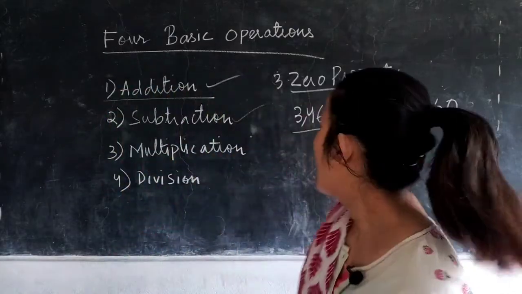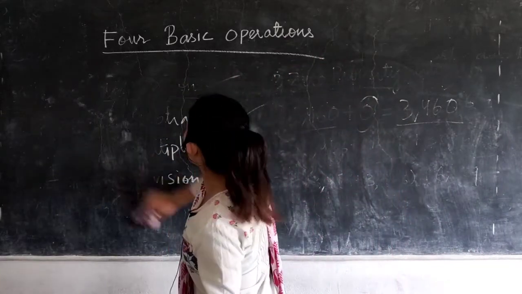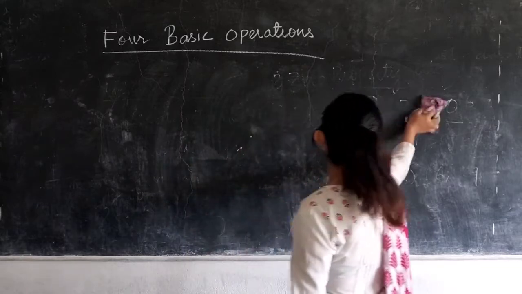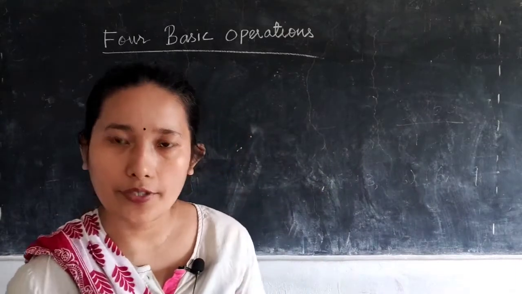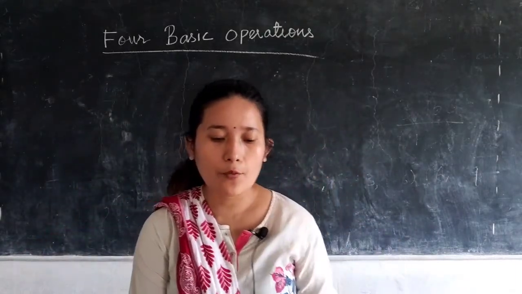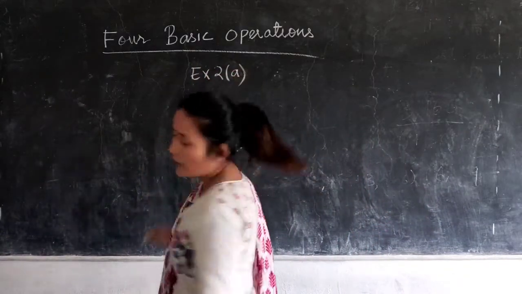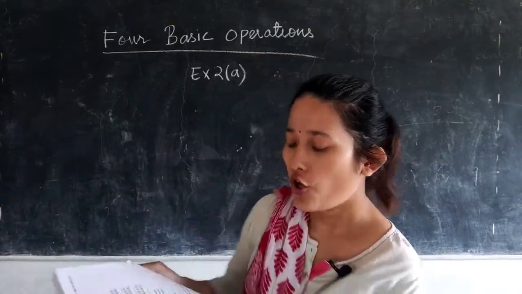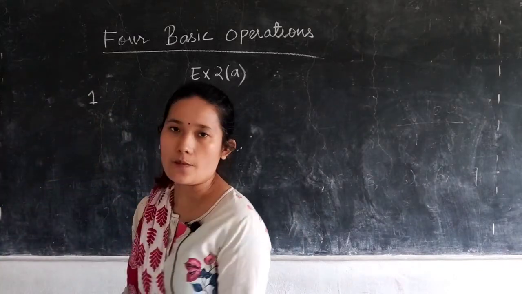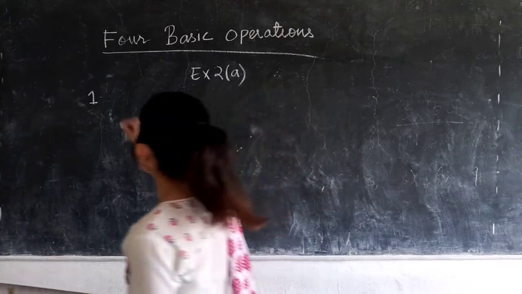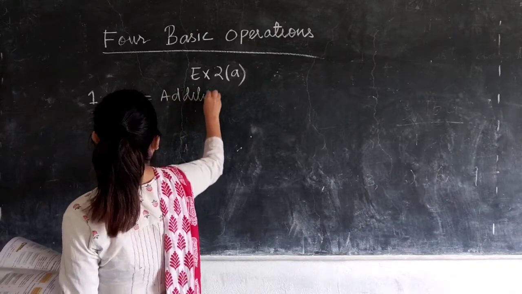Now let us go to the exercise from your book. I will solve 2 questions, rest you will do it yourself, and later on I will give you the answers so that you can compare. Okay, so everyone go to exercise 2A. Question number 1, find the sum. Sum also means addition, okay? SUM, sum. Sum also means addition. So find the sum means you need to add.